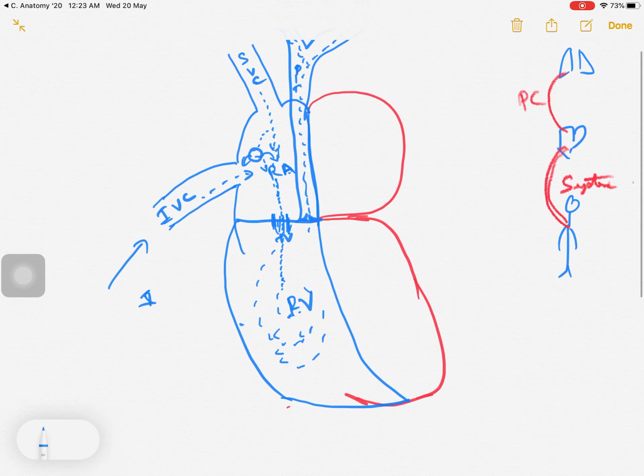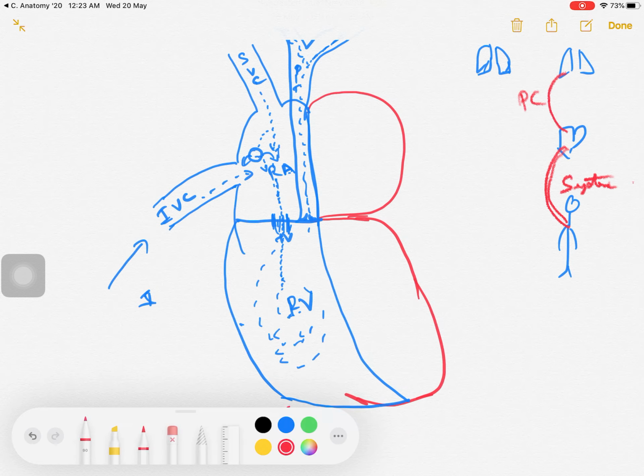Okay, now what happens? The blood has gone to the lung. What is the role of the lung? The role of the lung is to purify the blood, that is, to turn deoxygenated blood into oxygenated blood. So from there what happens?